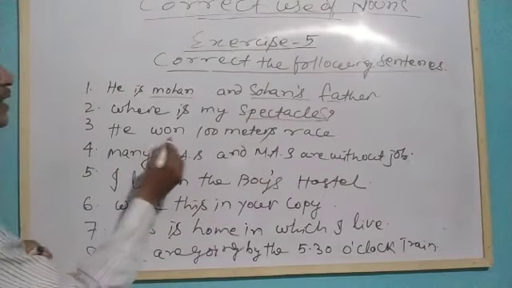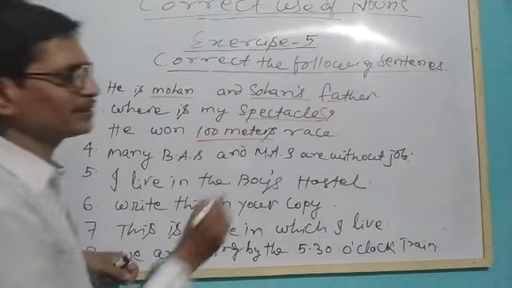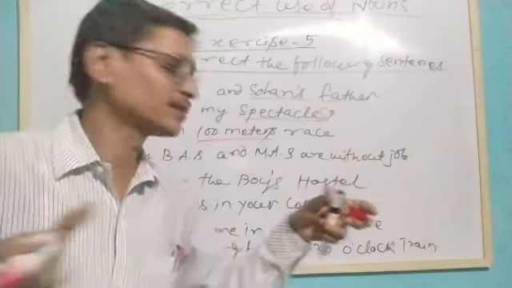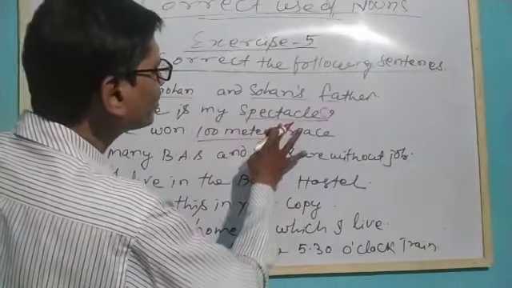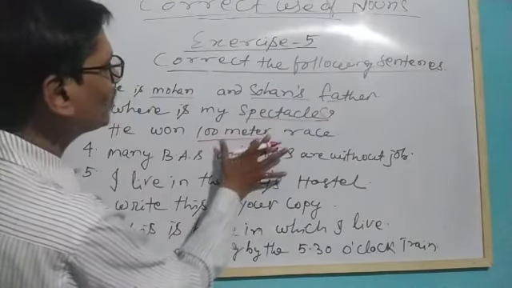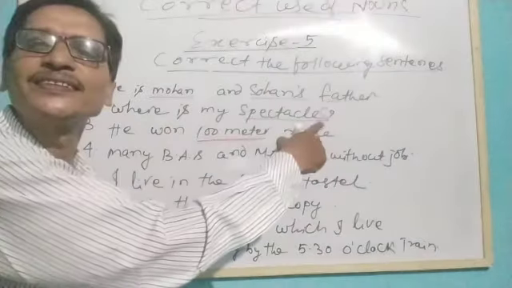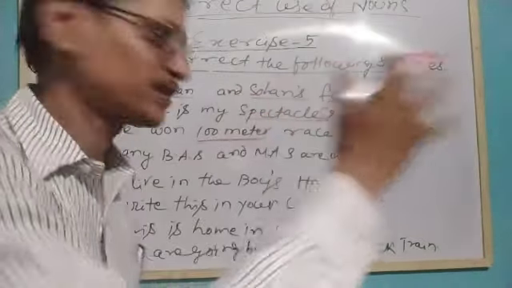Similarly, he won 100 meters race. 100 meter is a single stretch of distance. Therefore, we don't need to write S over here. We can simply write he won 100 meter race, not 100 meters race.